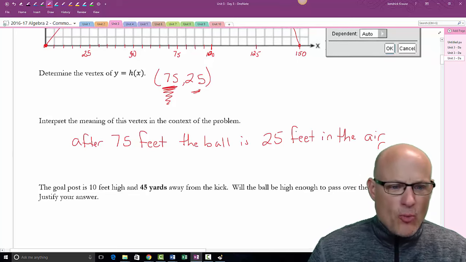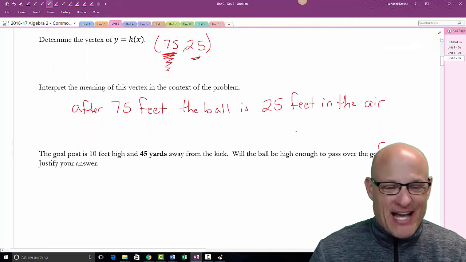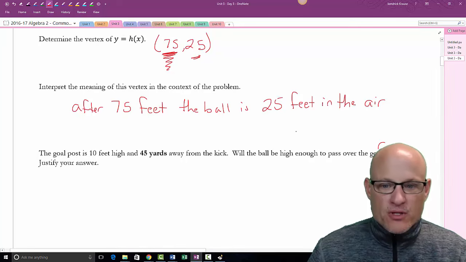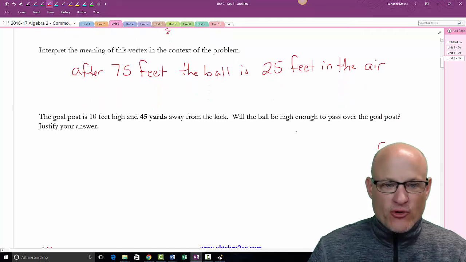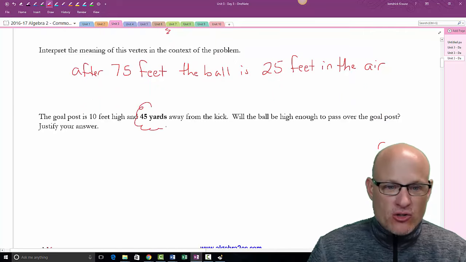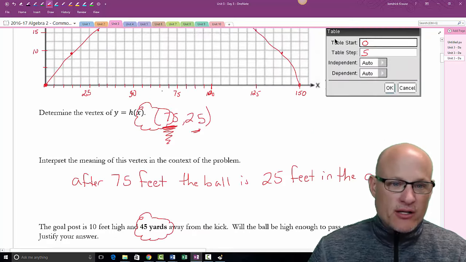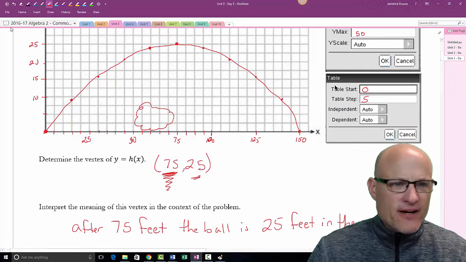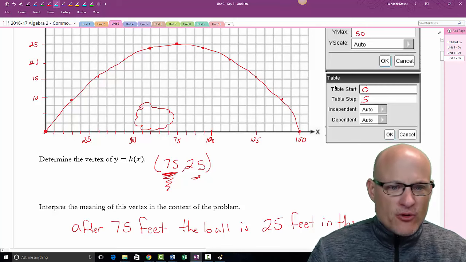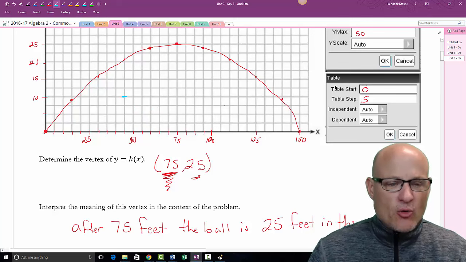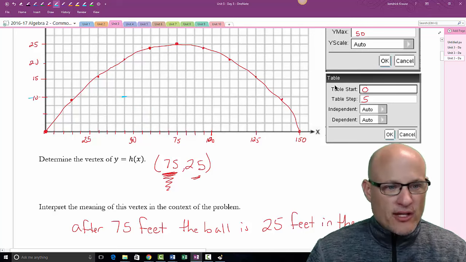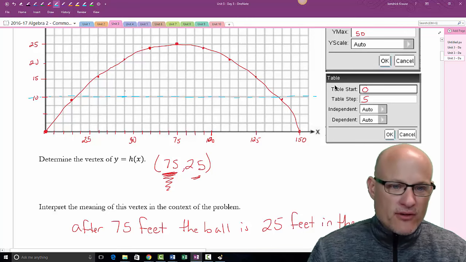All right, the goal post is 10 feet high, 45 yards away from the kick. Will the ball pass over the goal post? So this is a 45 yard field goal. So we come up to our thing here and we go, all right, 45 yards. We grab our key, we go 45 yards, 10, it's only 10. The goal post is right here, it's 10 high. So will it clear it? So the goalpost is 10 high, and we're at 45 yards.